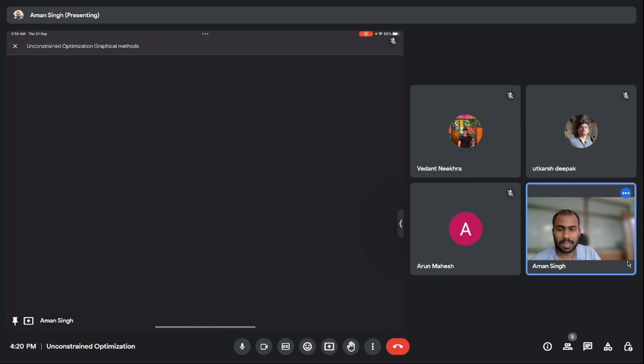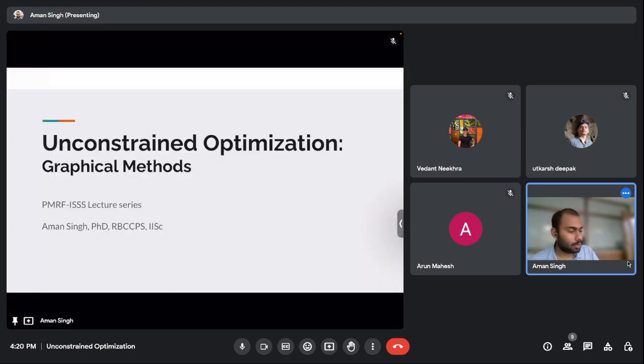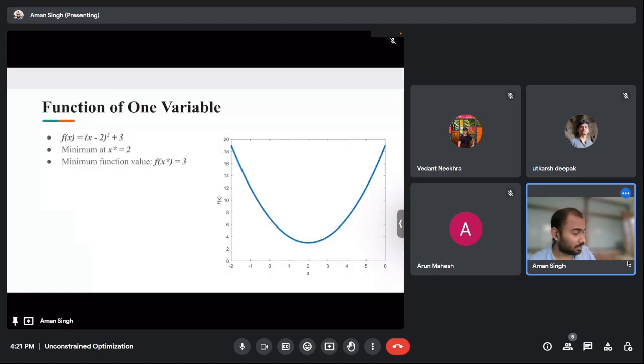I hope the slides are visible. So we'll try to understand how to solve an optimization problem through graphical methods. Let's first look at a very simple problem, a function with one variable. (x minus 2) whole square plus 3 is the function, let's say. It has a minimum at 2, and the minimum function value is 3. So it's a very simple problem.